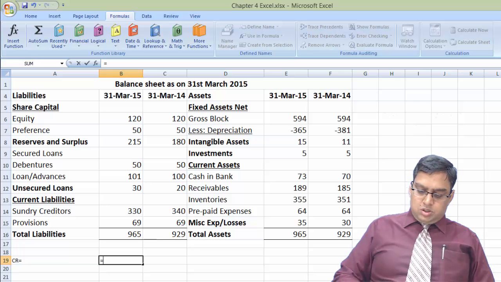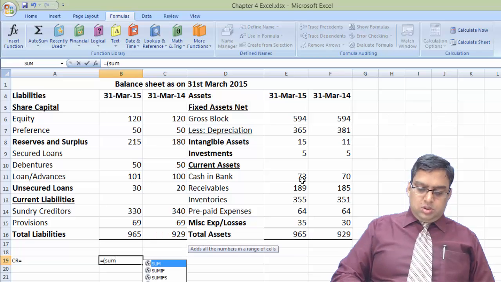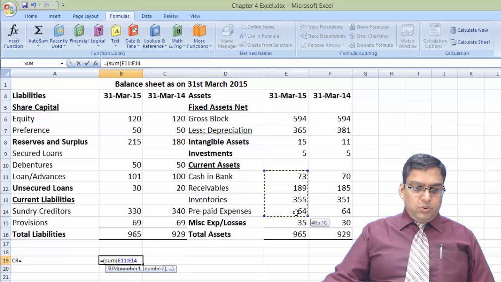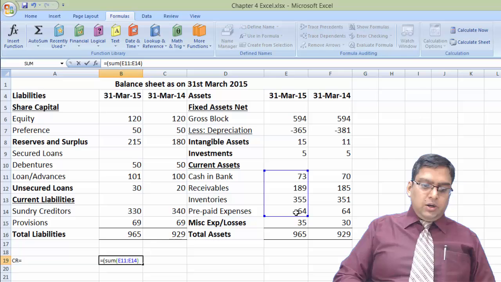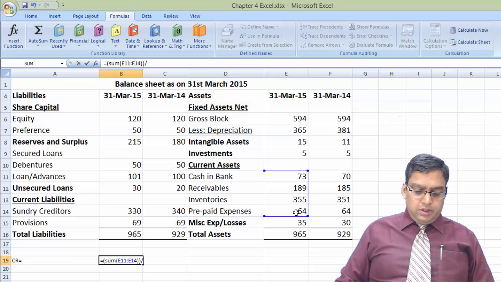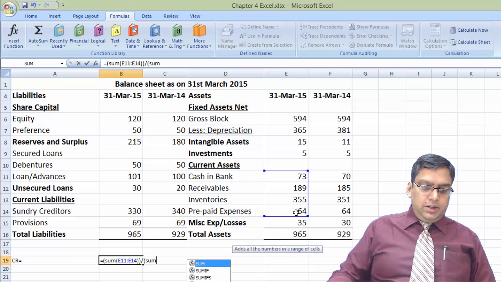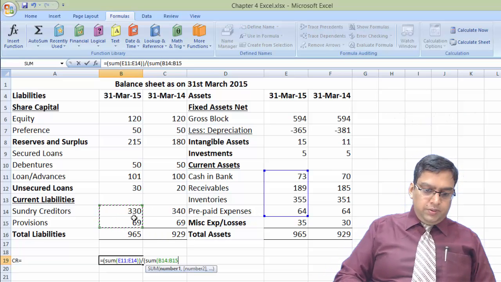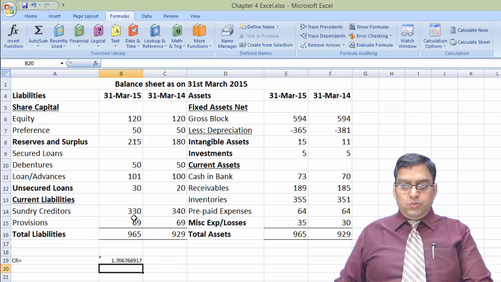current assets, that is E11 to E14, bracket close for sum, and divide by the sum of current liabilities, that is B14 to B15. That is your current ratio.